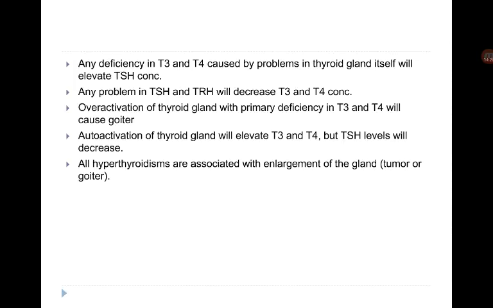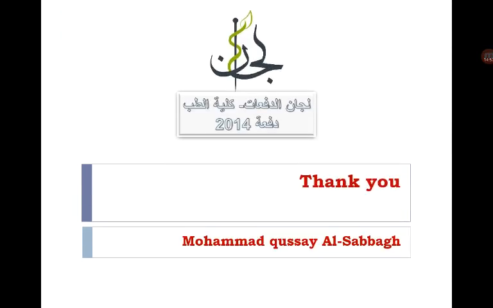The last point, all hyperthyroidisms are associated with enlargement. Sometimes it is causal, when it causes goiter. Sometimes it is a result of the enlargement, like when we talk about adenoma, a tumor in the gland. A tumor in the thyroid gland is going to activate this gland to secrete more and more thyroxine. And by that, we finished talking about the thyroid gland.